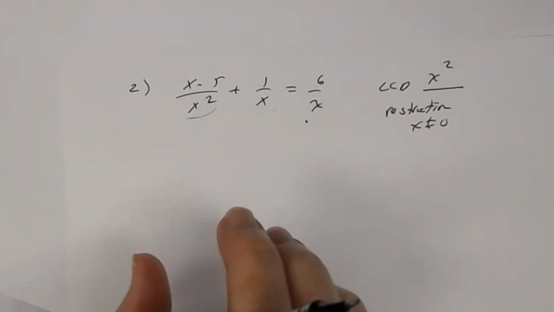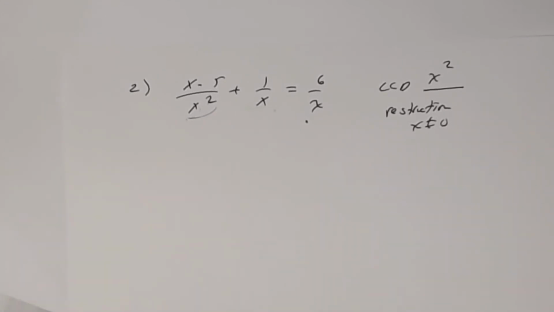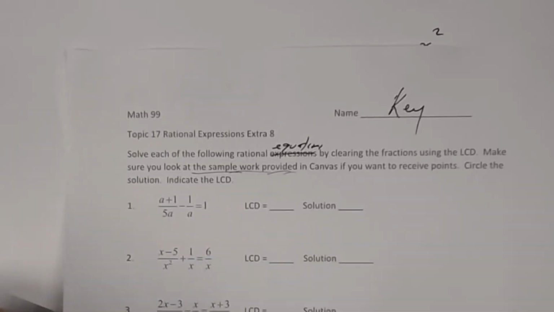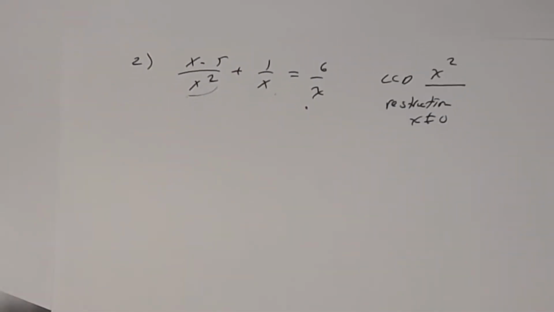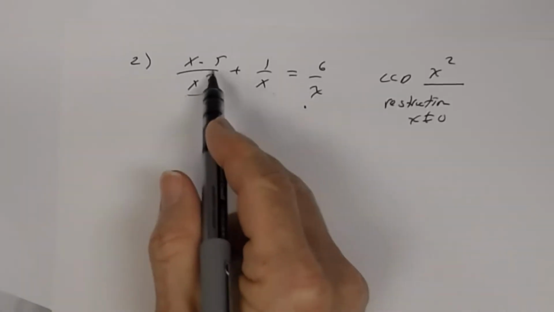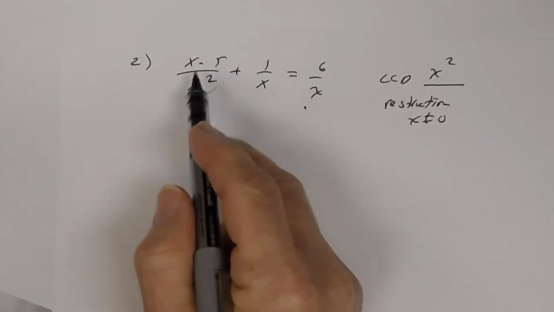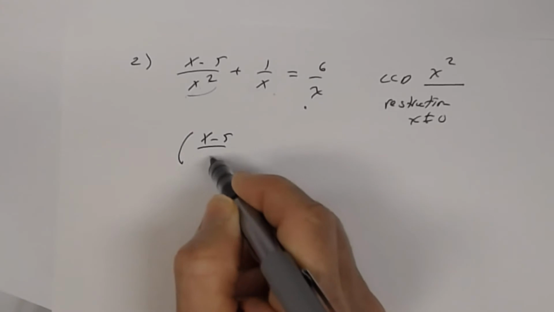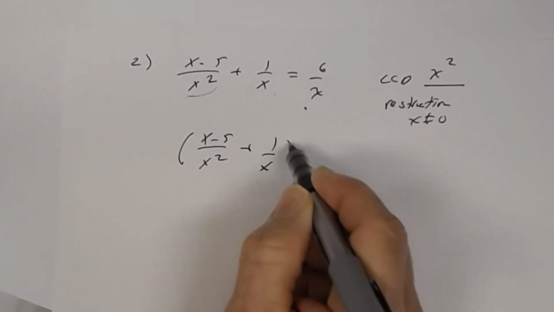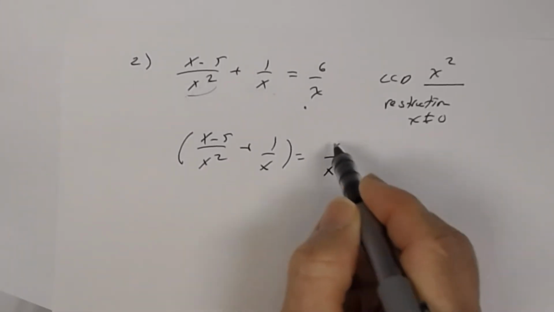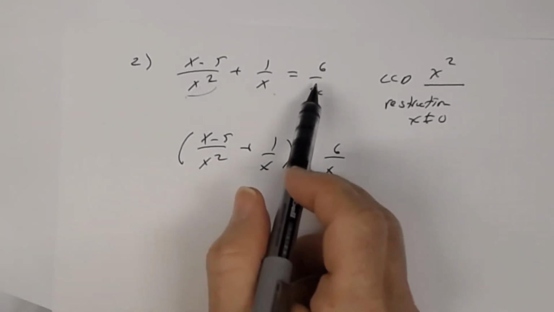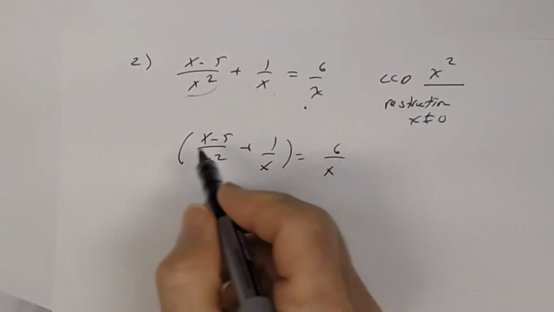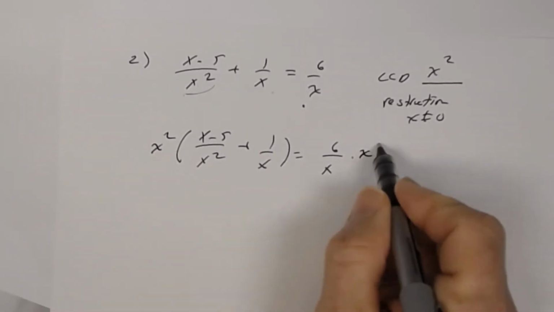If you looked at that sample work that was provided for you, then you know that the next step should look like this. Since these are 2 rational expressions here, you're going to put the left side in parentheses, just like this. You're not going to put the right side in parentheses because it's just one rational expression. But now you're going to multiply both sides by x squared, just like this.